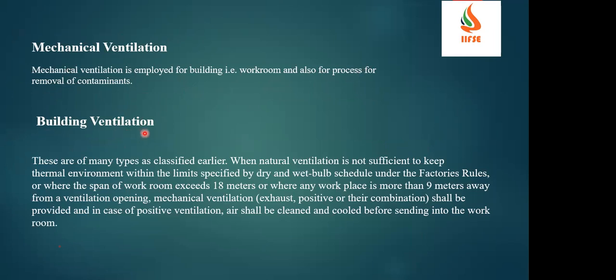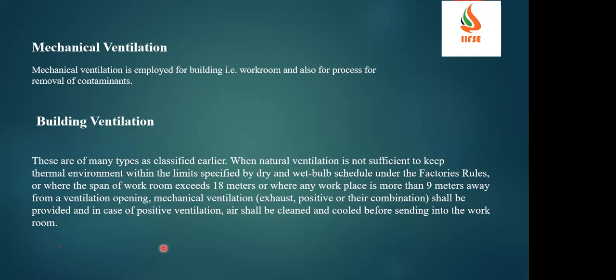Then if you see the building ventilation, there are many types of classified areas. Natural ventilation is not sufficient to keep the thermal environment within the limits specified by the dry bulb or wet bulb in the factory's rules. Also, where the span of the room exceeds 18 meters, or where any workplace is more than 9 meters away from the ventilation opening, mechanical ventilation shall be provided. In the case of any positive ventilation, the air shall be cleaned and also cooled before sending into the workroom.